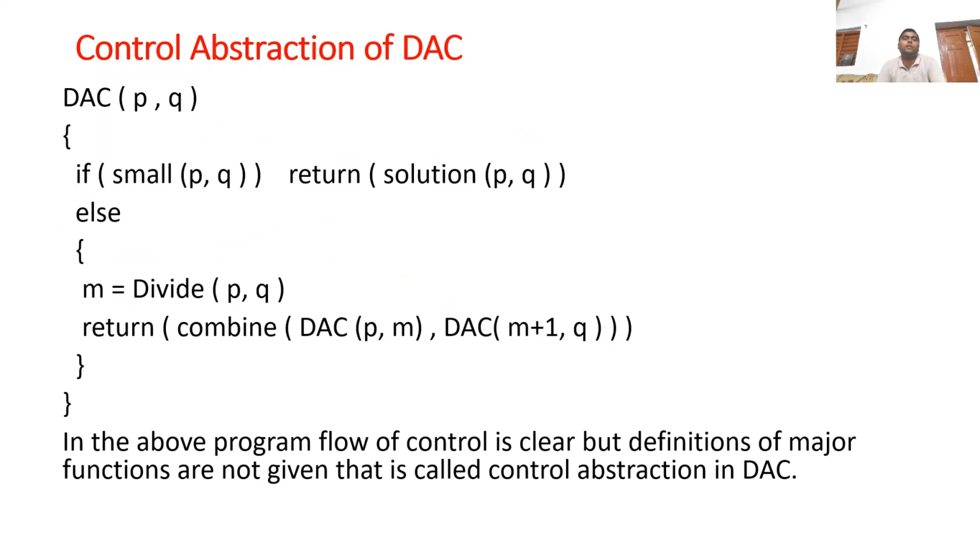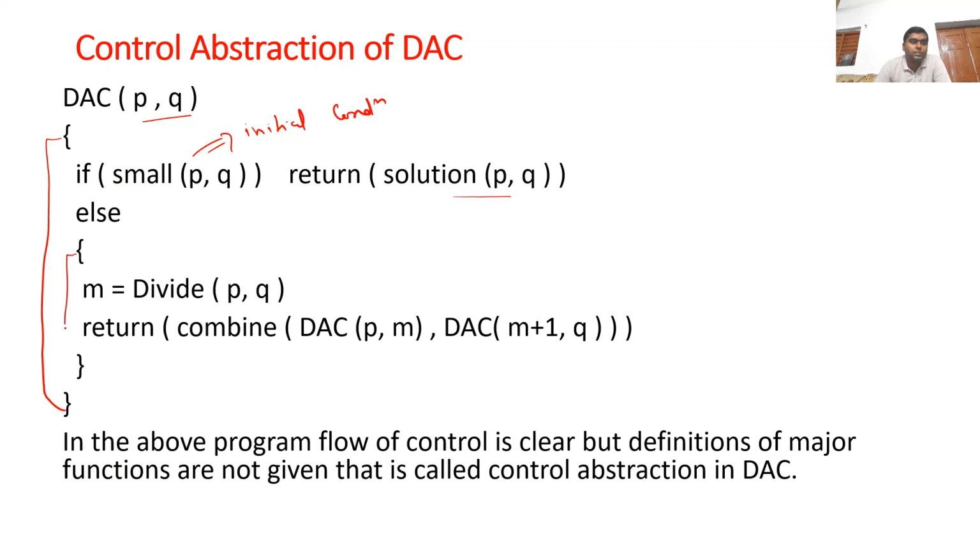Okay, now this is the control abstraction of the divide and conquer strategy. Control abstraction means we are just showing how the flow is going to work. Let us assume this is DAC, divide and conquer, and P and Q are two arguments. This is the starting and this is the closing. This is the initial condition: if the problem is small enough, simply return the solution.